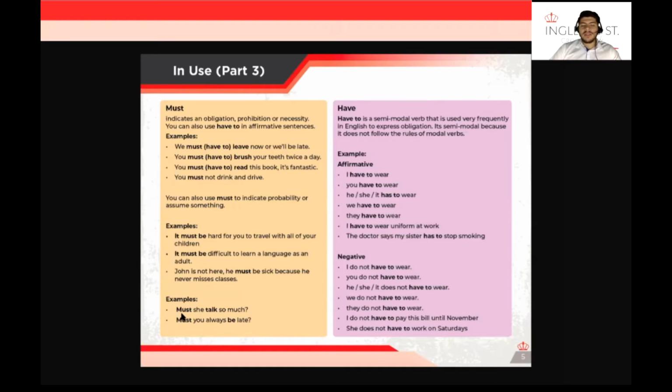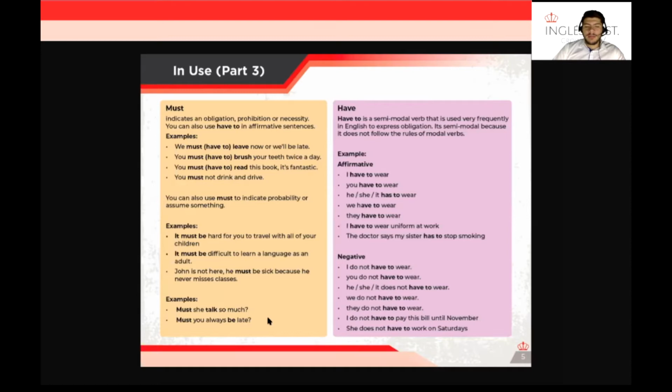So for example, if someone is talking too much, you tell someone, "Must she talk so much?" And in Spanish, we would say something like, "Tiene que hablar tanto," you know? Because it's like a complaint. And this one too: must you always be late all the time? Because it's for a person that is always late, right? Do you understand this? Yes.